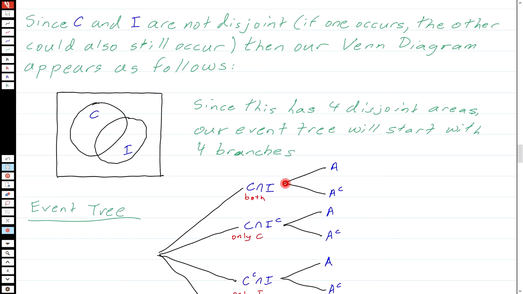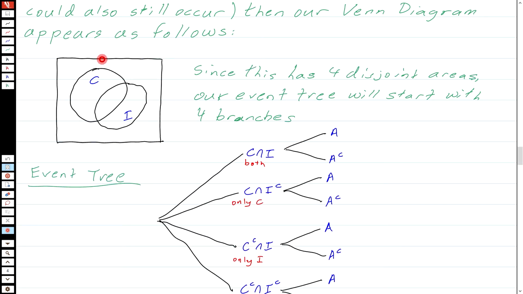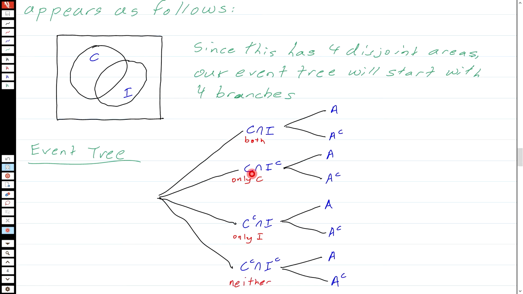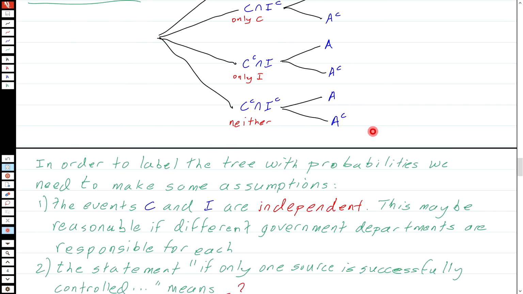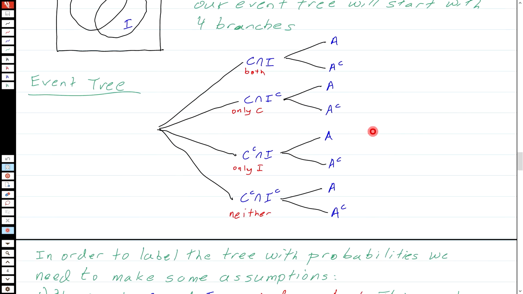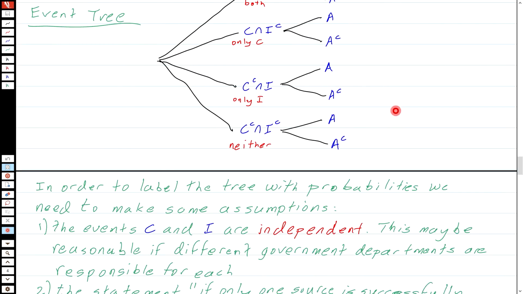That means that we need 4 branches, one for each disjoint area in this Venn diagram. So that's C intersection I, only C, only I, or neither, everything outside. And from each of these, we've got a branch A or not A. That means I successfully control overall air pollution, or I don't. So the next thing we have to do is label this event tree with probabilities.